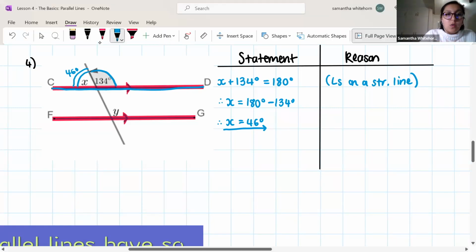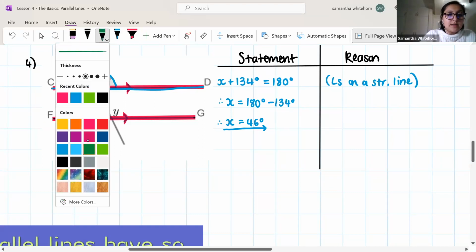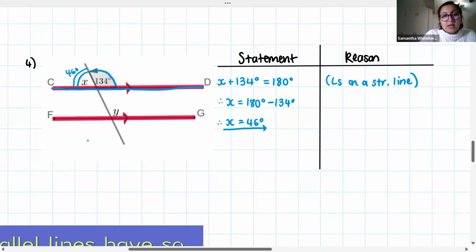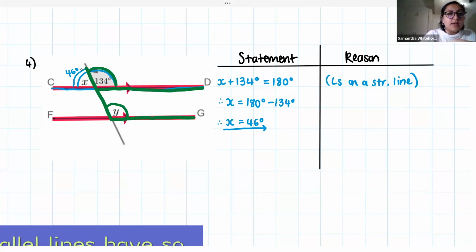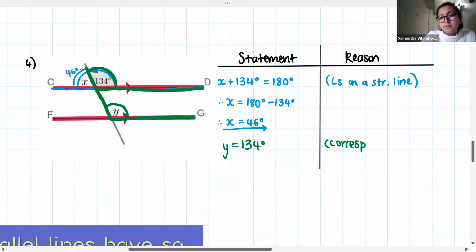I now need to find y. So if I have a look at where y is, again, there's lots of different shapes that I can use, but the easiest one to get directly to my answer is this upside down backwards F shape. That tells me that angle y corresponds to 134 degrees. And so what that means is I can immediately say y is equal to 134 degrees, and my reason, corresponding angles. State your parallel lines. CD is parallel to FG, but I immediately got my answer. I didn't have to do anything else.